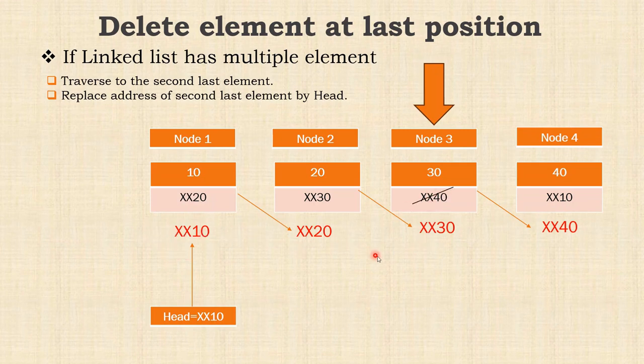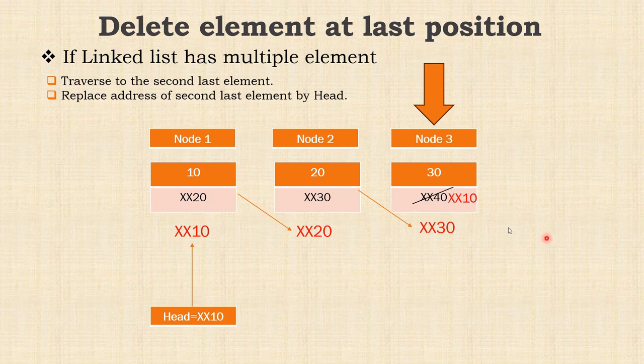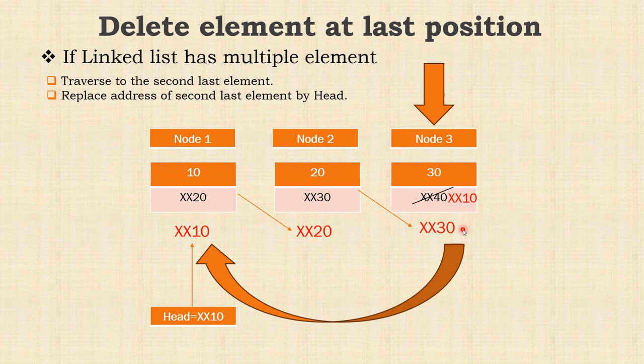So now let's delete xx40, deleted. xx10 is here, and now this is not pointing. So now everything is deleted because node 3 is not pointing to node 4. There is no difference between node 3 and node 4. It's making a complete circle from node 3 to node 1. Inside node 3 there is xx10, which is the address of your first node. Now it's done. So like this we can delete an element at the last position.